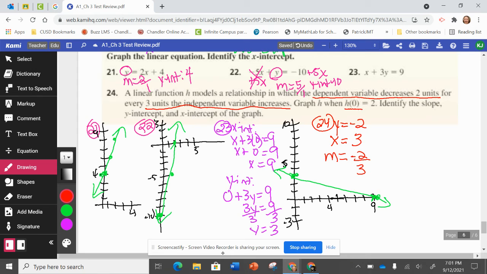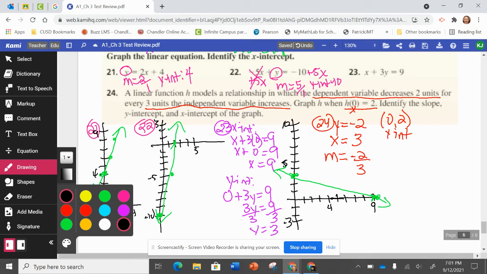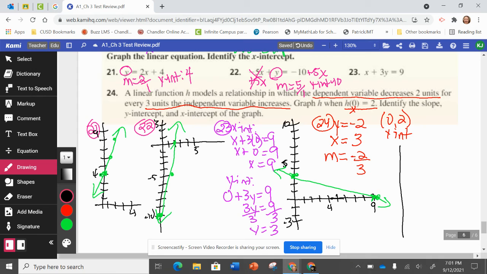Graph when h of 0 is 2. So remember, that was x, and now it's 0. So we have an ordered pair of 0, 2. Well, this ordered pair is also the y-intercept. So we now know our slope is -2/3 and our y-intercept is at +2. That allows us now to graph this.